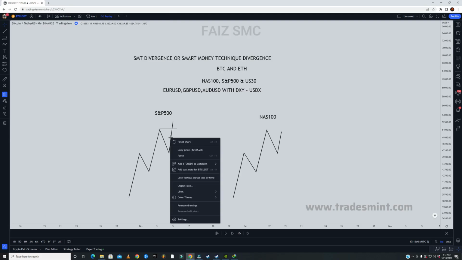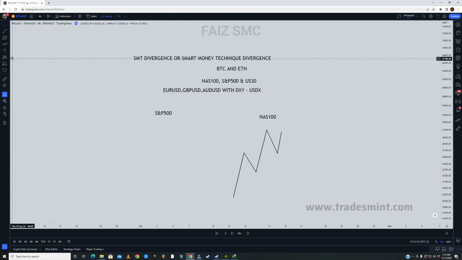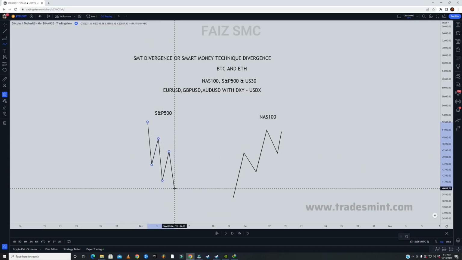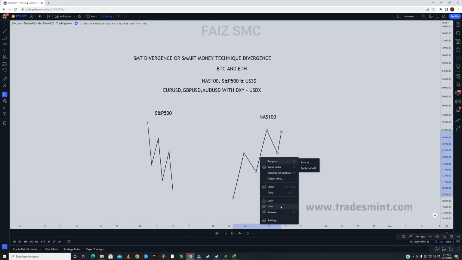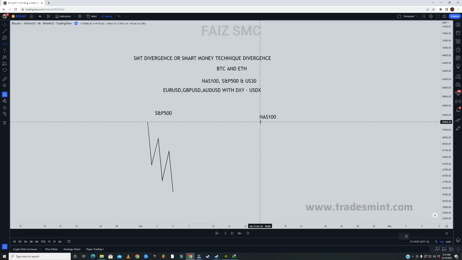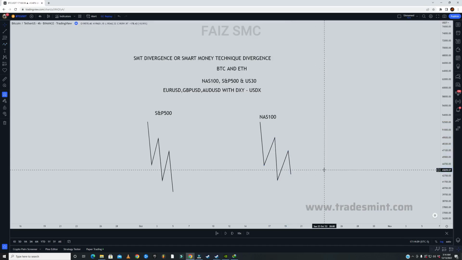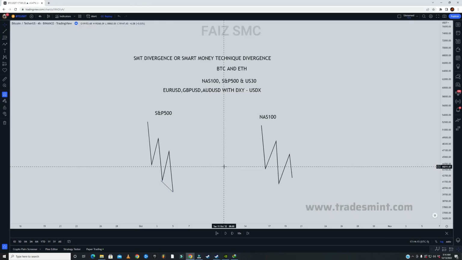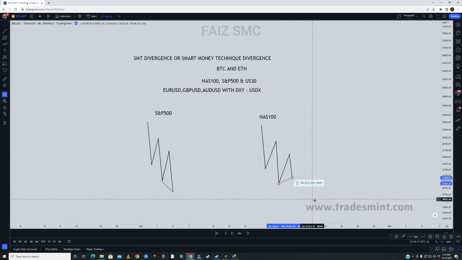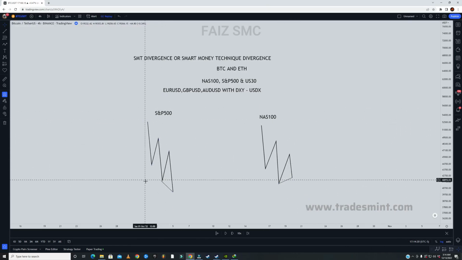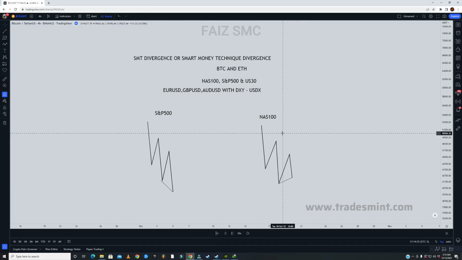In a bearish scenario, let me remove this. We have, let's suppose, lower low, lower high, lower low, lower high, and lower low, right? And on NAS 100, we have lower low, lower high, lower low, lower high, and then we fail to create another lower low. So right here we have divergence, SMT divergence, all right? S&P 500 managed to create a lower low, but on NAS 100, we could not create a lower low.